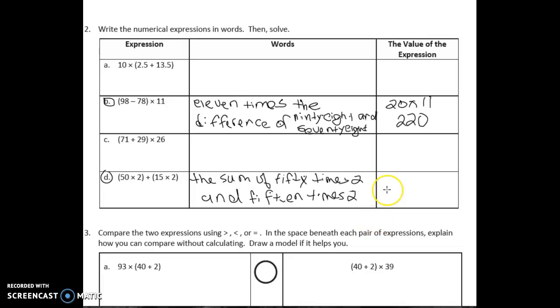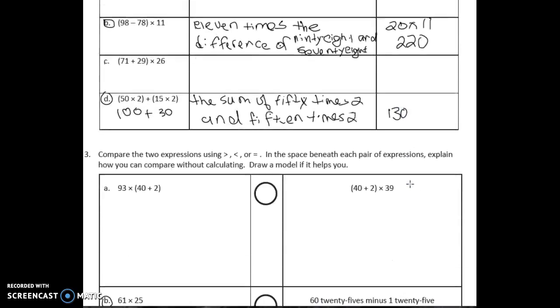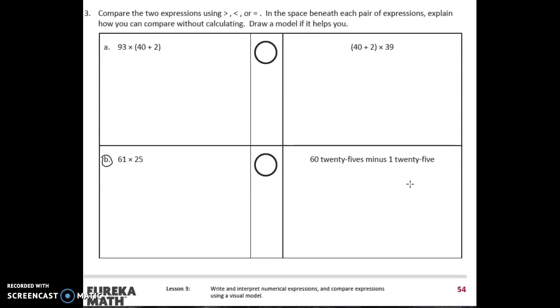So now when we do this, we know that 50 times 2, and you could do your work over here, actually, I should have thought of that. 50 times 2 is 100, plus 15 times 2 happens to be 30. That's going to be 130 total. Here's our last one. We're going to do B.